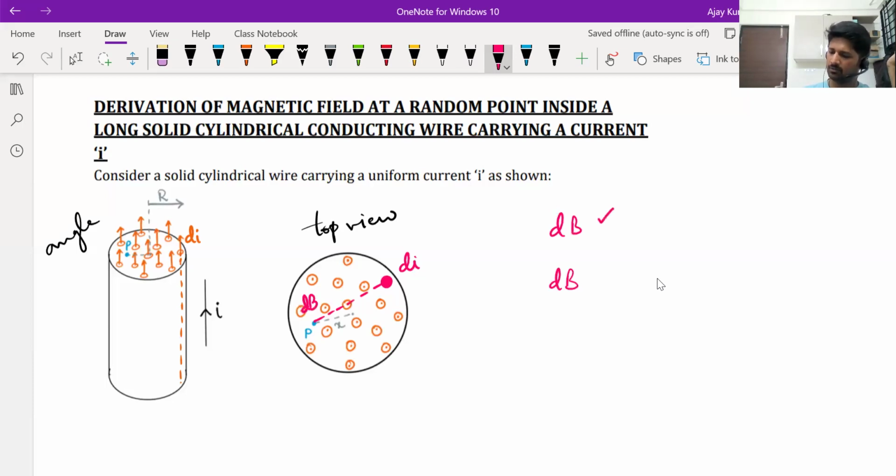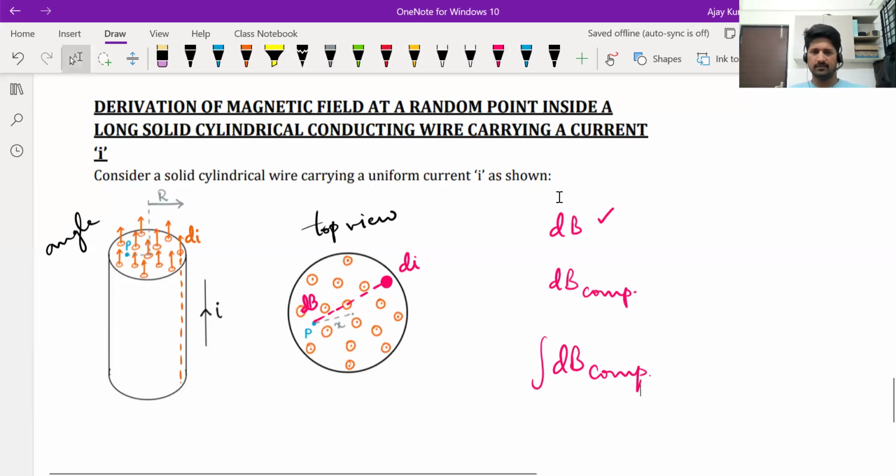Then you have to take dB's components, because magnetic field is a vector quantity. If you want to integrate vectors, you have to take their components, because all vectors that you're trying to integrate may not be in the same direction. So you have to take its components, and then integrate the component of dB. These are the steps you need to follow if you want to use the element method. Let's try it. If it is easy to do, fine, we can proceed. Otherwise, we'll have to use some other idea.